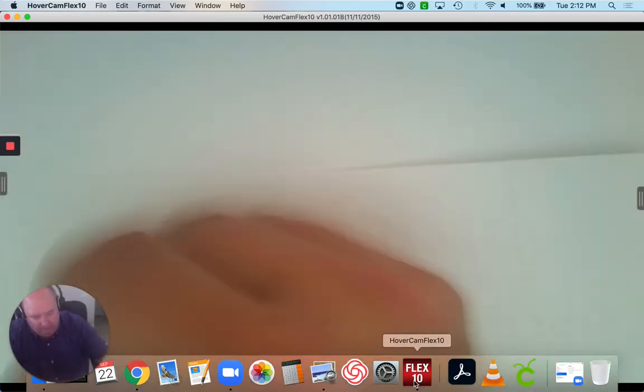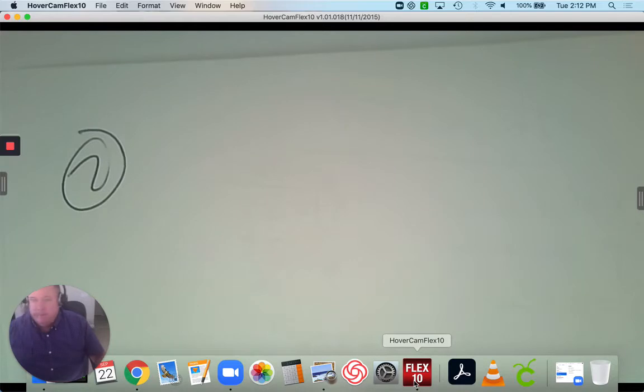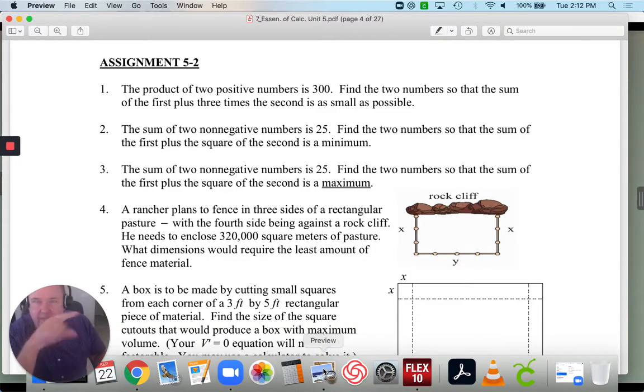Number 2. Let's read this together. The sum of two non-negative. Now, what's the difference between non-negative and positive? Do you know? Non-negative means 0 is included. 0 is non-negative. But when you say positive, 0 is not included. So the sum of two non-negative numbers means 0 is included and positives is 25.